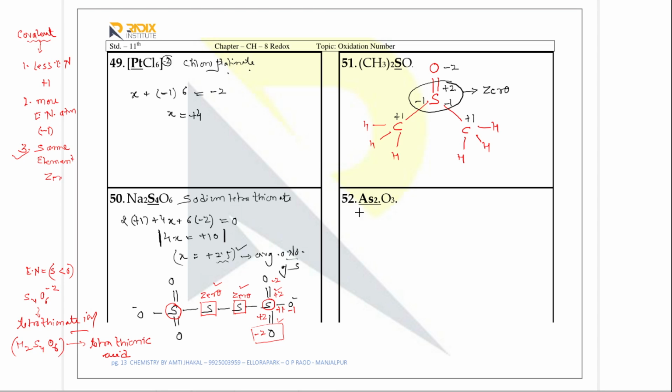Okay, As2O3, arsenous oxide. Okay, let's see, arsenic oxidation state: 2x plus 3 into -2 is equal to 0. So 2x is equal to +6, so x is equal to +3.